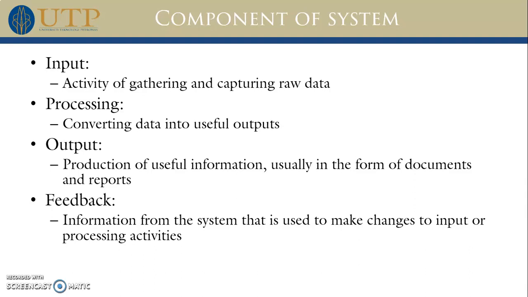Okay, component of a system. A system consists of four components: input, process, output, and feedback. Some sources list the components of a system as only three, which is input, process, and also output. Input refers to the entering of data into the system.